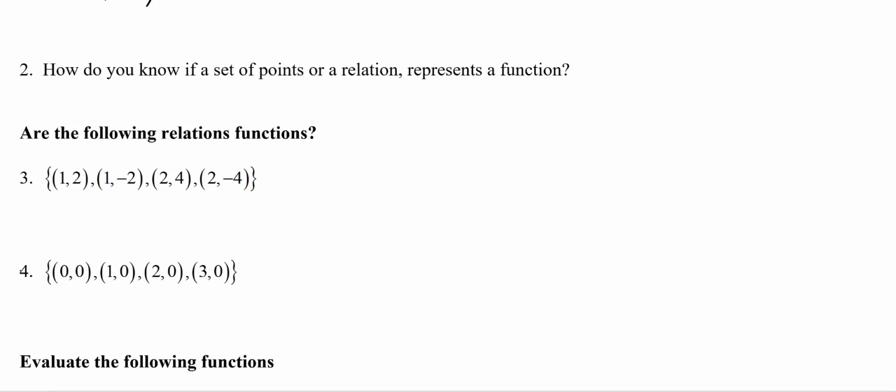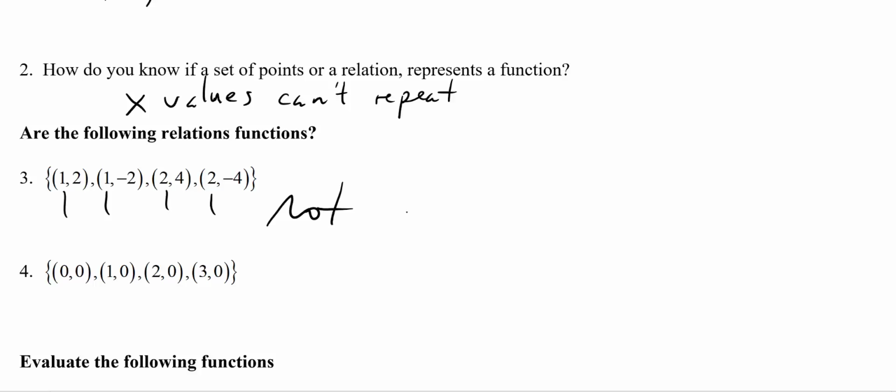How do you know if a set of points or relations represents a function? Basically, if it's a function, the x values can't repeat. If the x values repeat, it's not a function. If they don't repeat, then it is a function. So the first example, if you notice right off the bat, the 1 repeats and the 2 repeats. One of them repeats, it doesn't matter which one. If something repeats, it is not a function. And this one, it's 0, 1, 2, 3. It doesn't matter about the y values. I only care about the x. So yes, it is a function.